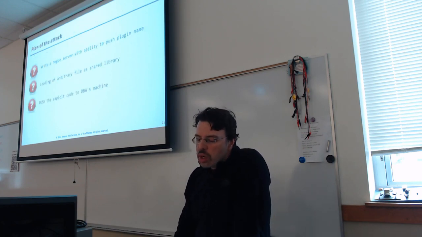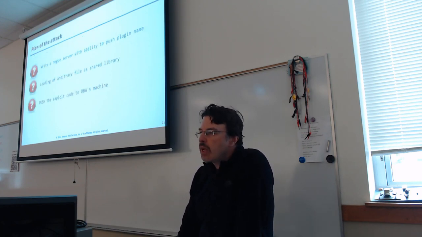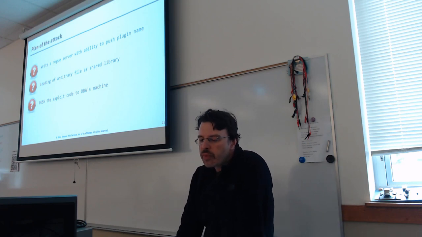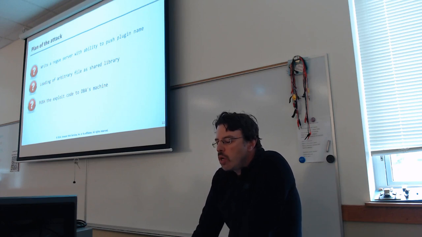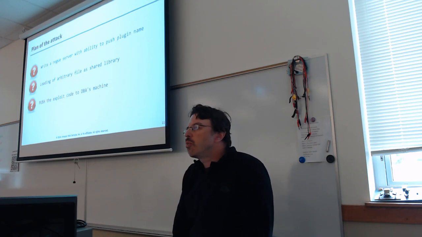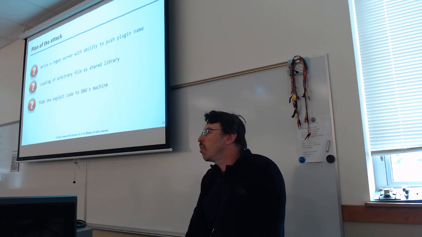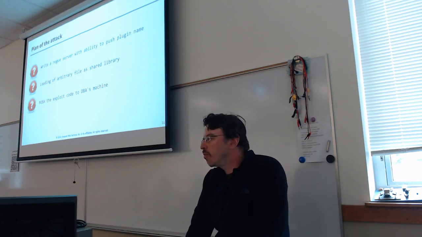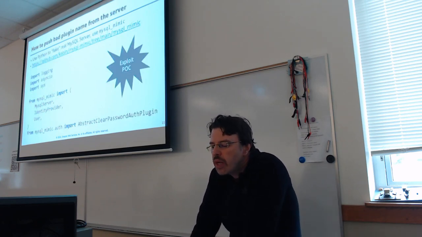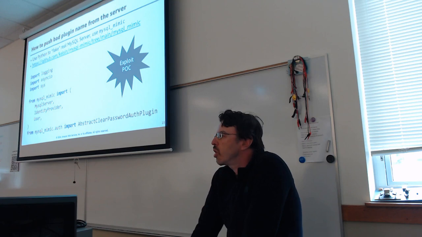So here's our plan of attack. We write a rogue server with the ability to push the plugin. We will be loading an arbitrary file as a shared library. And then we will push the exploit code so that we will be able to do something like a reverse shell on our victim machine. So let's start with the MySQL server.